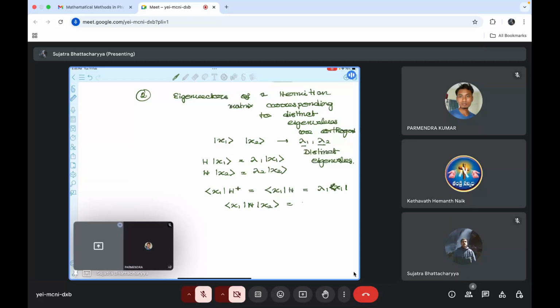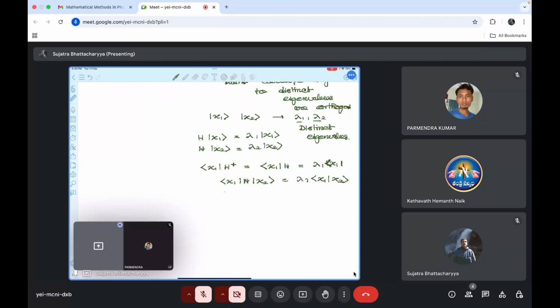Okay, so when you are operating on some vector x2, you are getting x1 operating on x2 like this. But again, the same thing, x1, h, x2: you can start operating h on x2 first and then put it with x1. So what will that give you? That will give you lambda 2, x1, x2. Okay, these two are the same thing. So lambda 1, x1, x2 is equal to lambda 2, x1, x2.